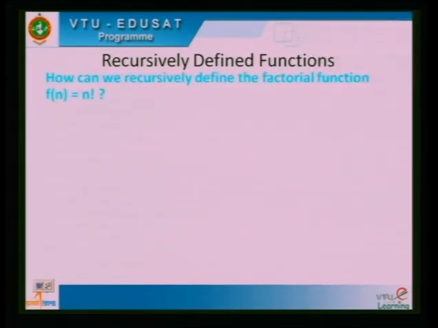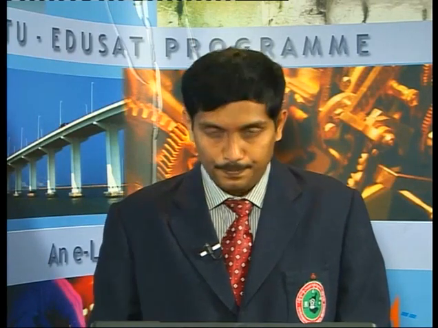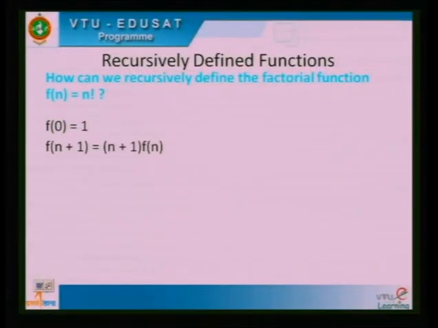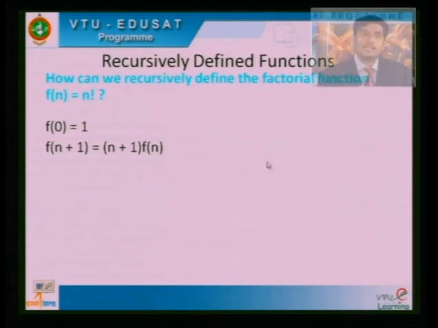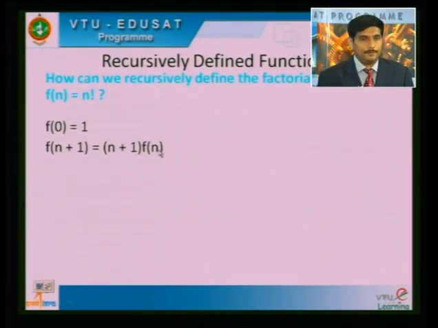These are some of the examples of recursively defined functions. Now we give you one problem related to this: how can we recursively define the factorial function f of n is equal to n factorial? Put f of 0 is 1, f of n plus 1 becomes n plus 1 into f of n. Because it is in factorial notation, you know that factorial notation is 1 into 2 into 3 etc. up to n, which can be represented as n factorial.